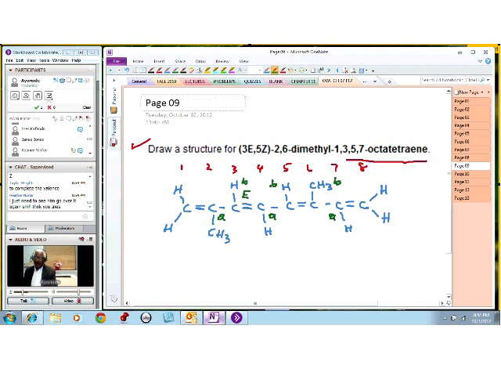The 2 lower priority groups are on the same side of the double bond, so that is also Z. So it just so happened that the way I wrote this, it was the correct stereochemistry. If, on the other hand, when you write this, it is not correct, then just go ahead and erase it and write the correct stereochemistry.